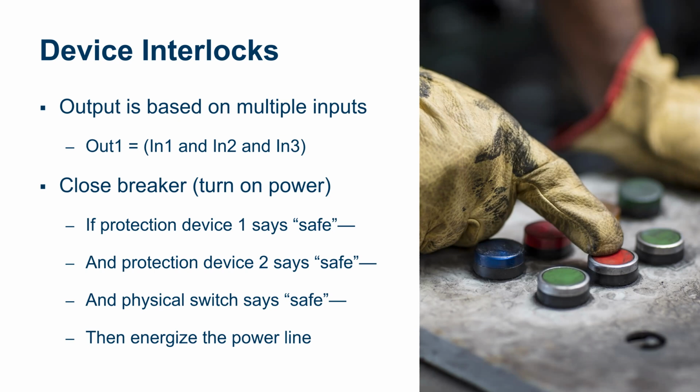But let's say a mistake was made. So for some reason, these devices were misconfigured, and both of them say, hey, yeah, it's safe to turn the power back on. But these engineers have flipped this physical switch as well. Well, still, the output is based on this logical statement of input 1, 2, and 3 have to all be true before I'm going to close this breaker in. And so it's going to reject commands.